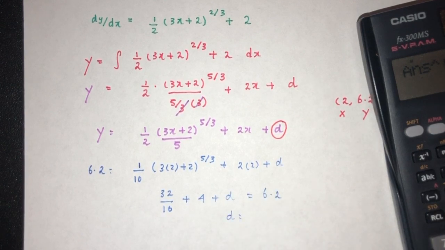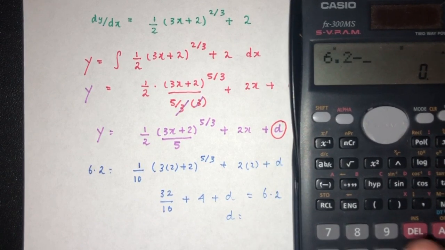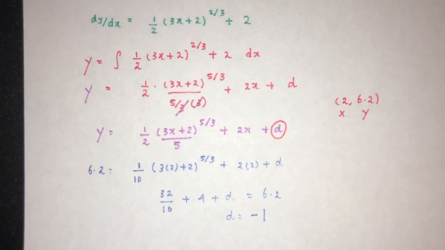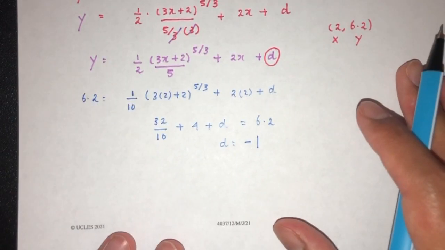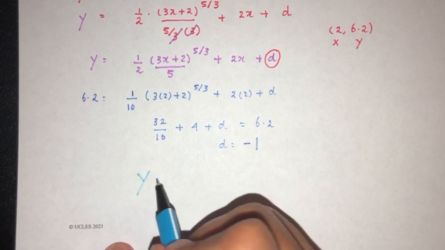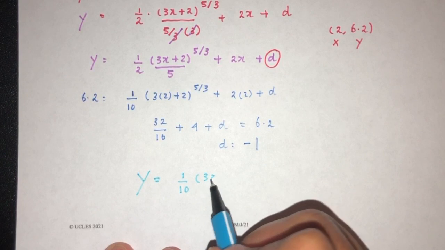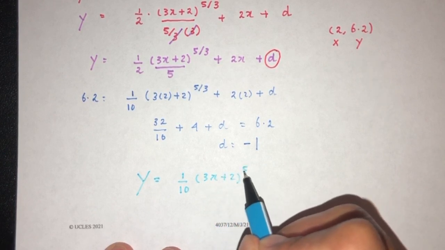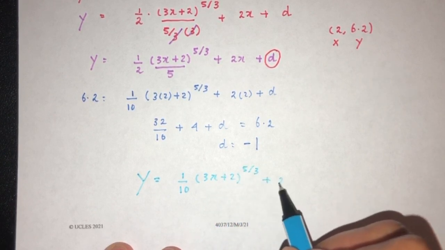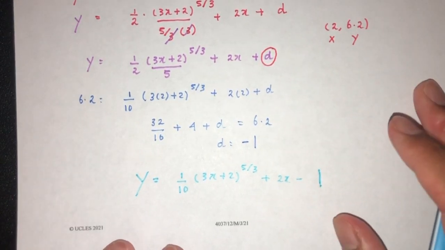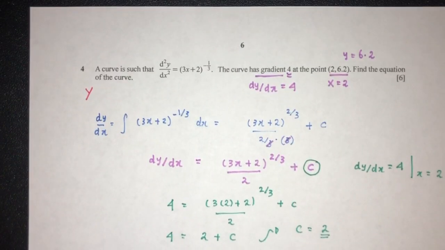So d will be what? So that will be 6.2 minus 4 minus 32 divided by 10, that should be minus 1. So finally we have the value of d. We can replace back in the value of y to find the equation of your curve. That is 1 over 10, (3x plus 2) to the power 5 over 3 plus 2x minus 1. There you go. And that is your equation of your curve for question number 4.